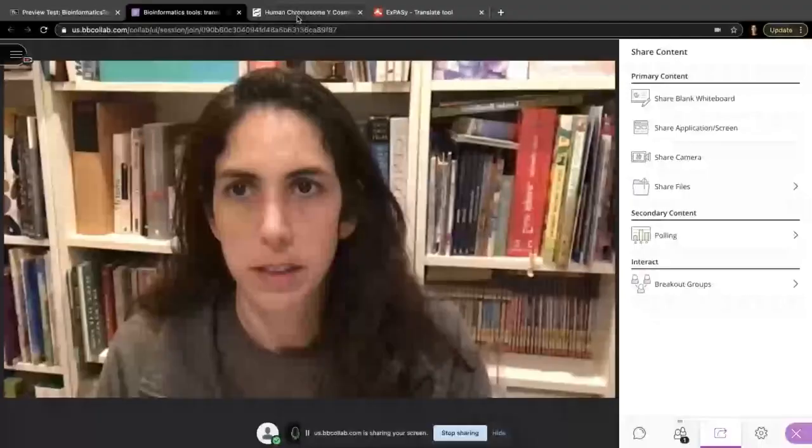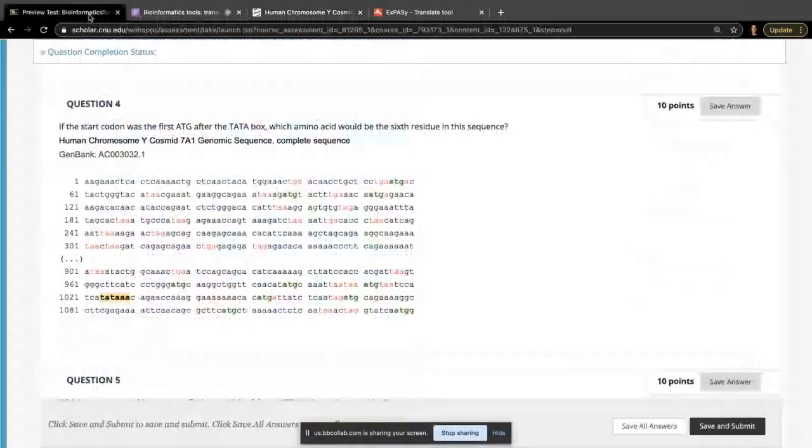Here's help if you're struggling with question 4 in the bioinformatics tool. Well, I guess 4 and 5. Let's start with 4, because that one is kind of short.